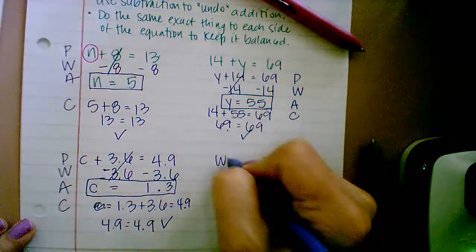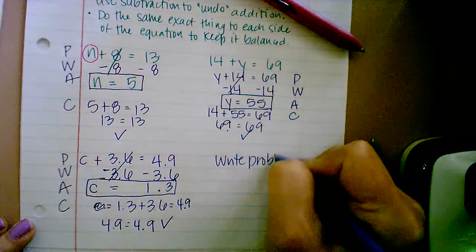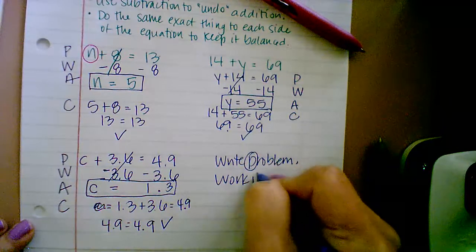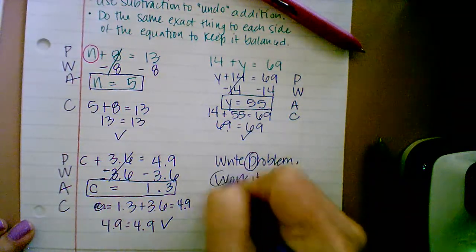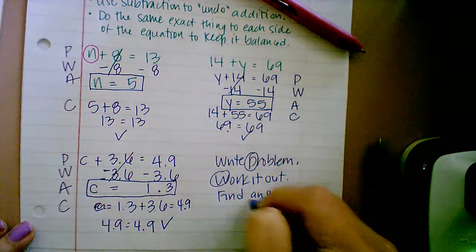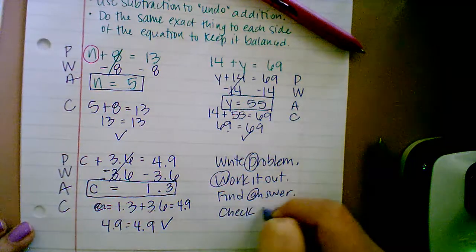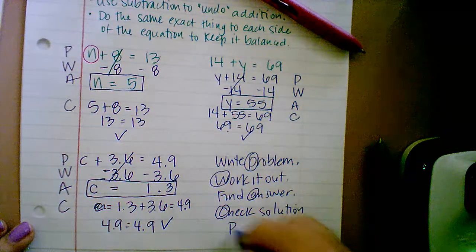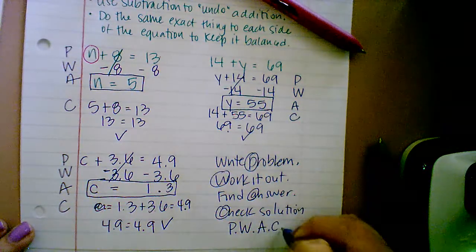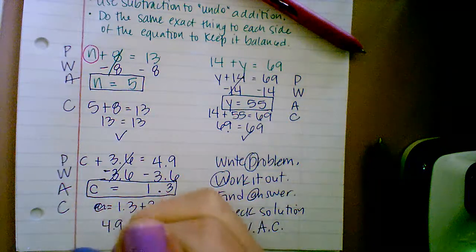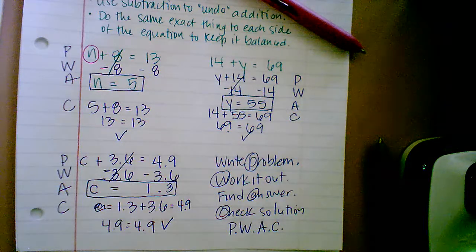So remember, you want to write your problem. That's the P. Work it out. There's your W. Find the answer. There's the A, and check the solution. There's your C, and that's what we call PWAC. And that's how you can solve any equation. It works for simple one-step equations like this, or more complicated multi-step equations in higher maths.